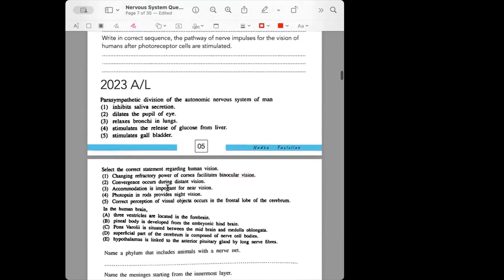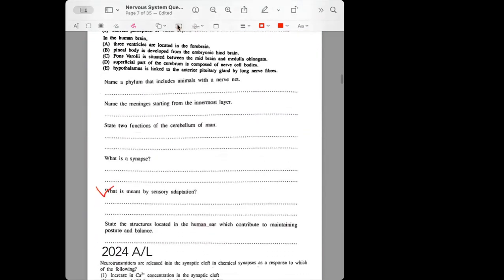Then moving on to 2023: what is meant by sensory adaptation? Sensory adaptation means there is a decrease in responsiveness of sensory receptors due to continuous stimulation. That is what you have to mention. Decrease in responsiveness of the sensory receptors due to what? Due to continuous stimulation. If you have written this, you will get the entire mark for this question, which is just 1 mark.